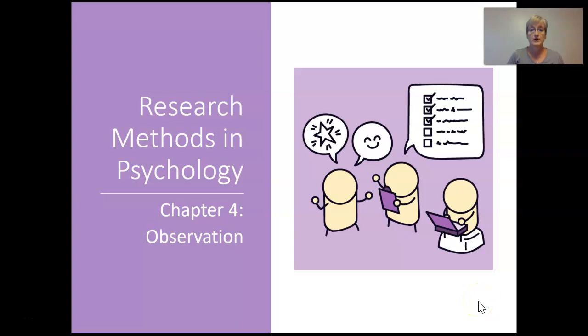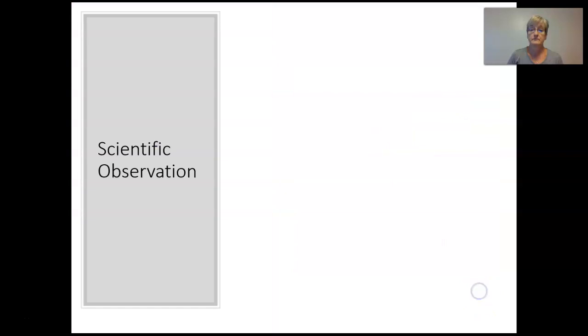This video will be part 1 of Chapter 4 in Research Methods in Psychology for PSY 222, Research Methods for the Psychological Sciences. This chapter will be looking at how we, as psychological scientists, do the task of observation. First, we need to define what we mean by scientific observation, because there's all kinds of observing.